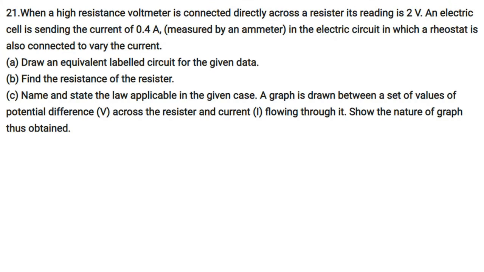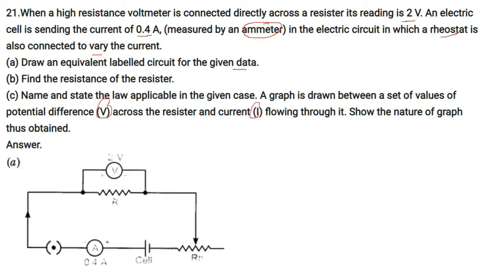When a high resistance voltmeter is connected directly across a resistor, its reading is 2 volt. An electric cell is sending a current of 0.4 ampere, which is measured by an ammeter in the electric circuit, in which a rheostat is also connected to vary the current. We have to draw an equivalent labeled circuit of this given data. We have to find the resistance of the resistor, and we have to name and state the law applicable in this given case. A graph is drawn between a set of values of potential difference across the resistor and current I flowing through it. Show the nature of the graph which is obtained.